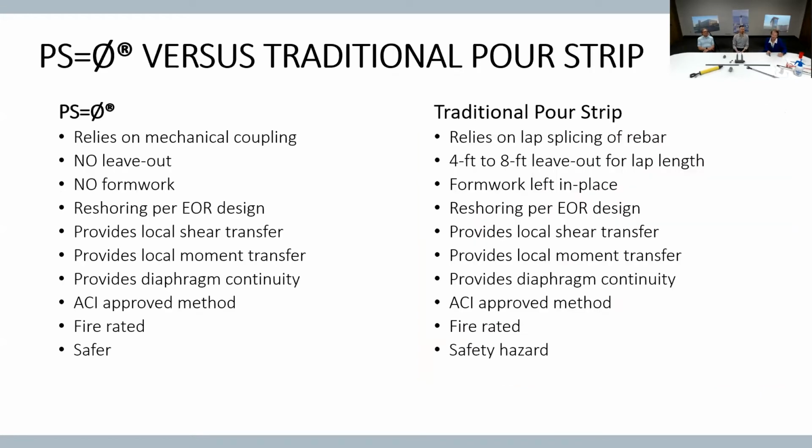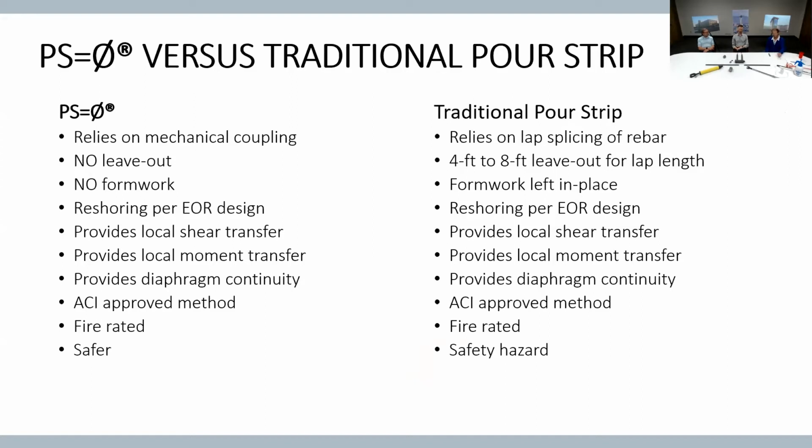So now, what's the PS0? If we look at traditional pour strips, the PS0 relies on a mechanical coupling, whereas the traditional pour strip is just a lap splice. We have no leave out, whereas the traditional pour strip has a leave out.